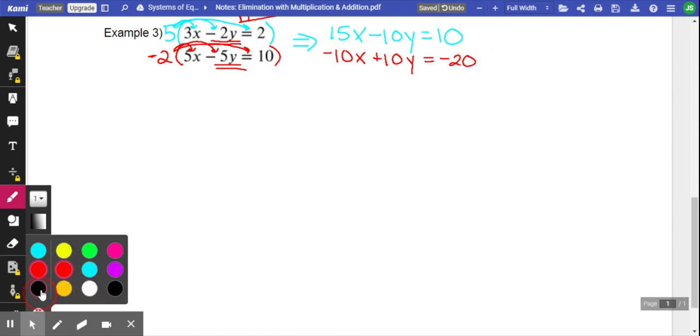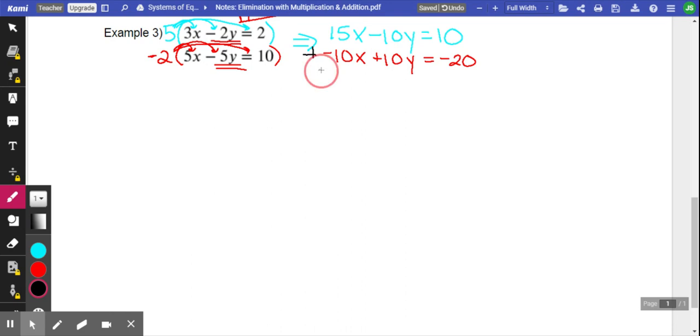Okay. So now I have those opposites in the middle, those additive inverses. I'm all set to add these together. 15 plus negative 10 gives me 5. So I've got 5x. Negative 10 plus positive 10, that equals 0. So that cancels out. 10 plus negative 20. This I'm putting in my calculator to make sure I get my signs correctly, and I get negative 10.